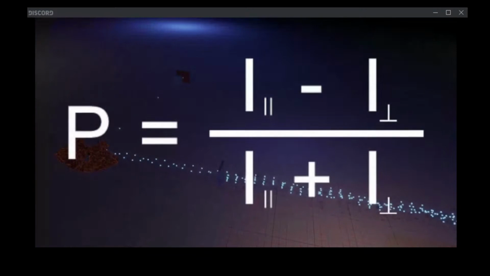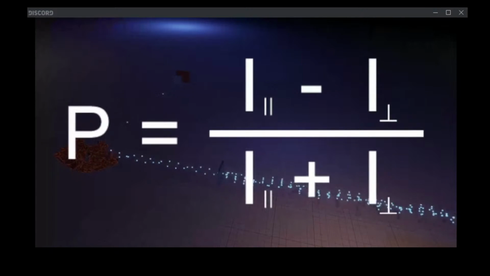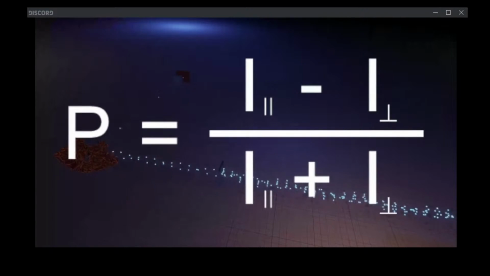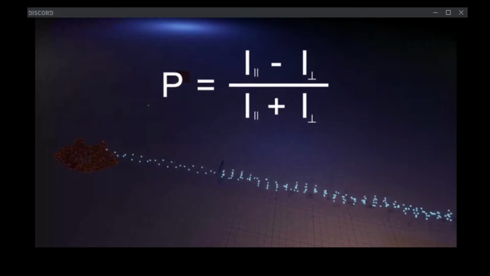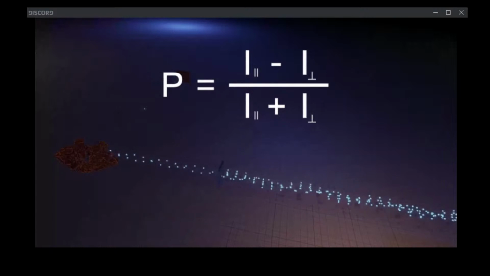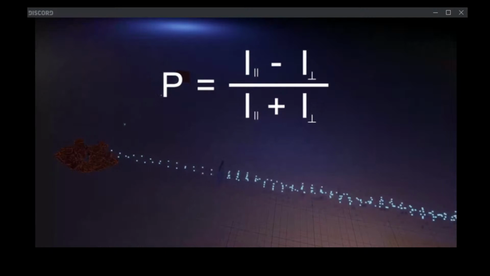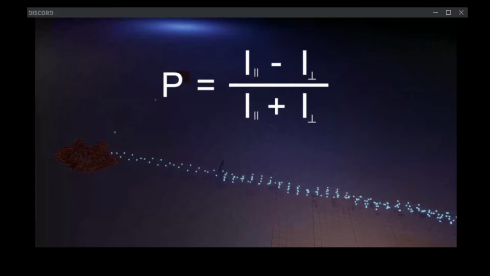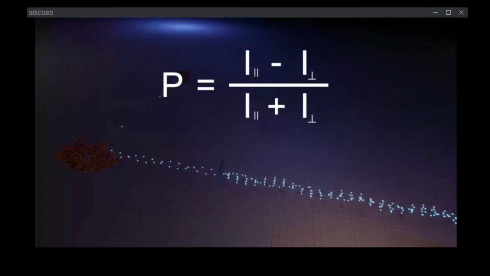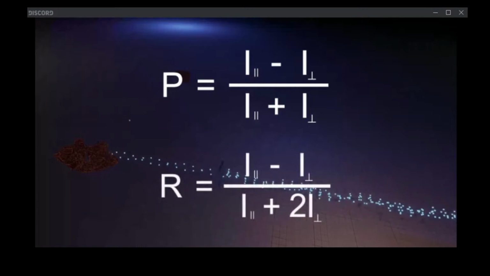P equals the intensity of parallel light minus the intensity of the perpendicular light, all over the sum of the two. While this is enough information to make meaningful predictions, one of our perpendicular axes is unaccounted for. If we normalize our polarization value with respect to the total emission, it's called anisotropy.